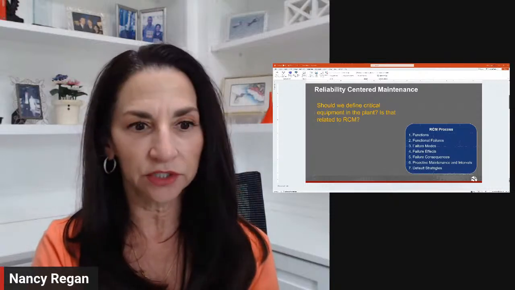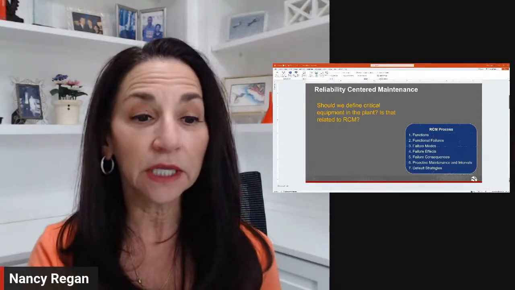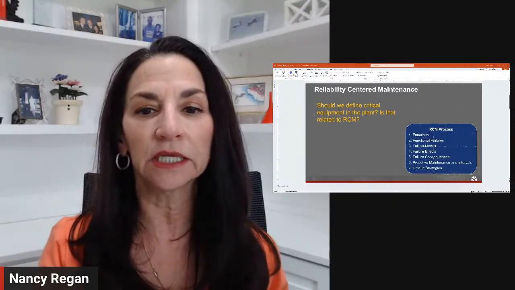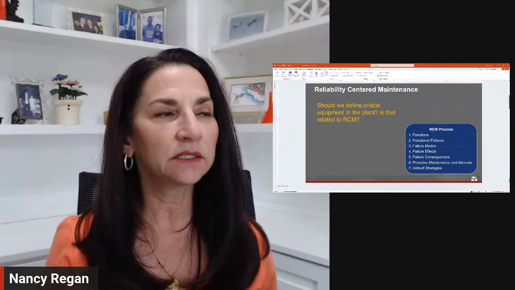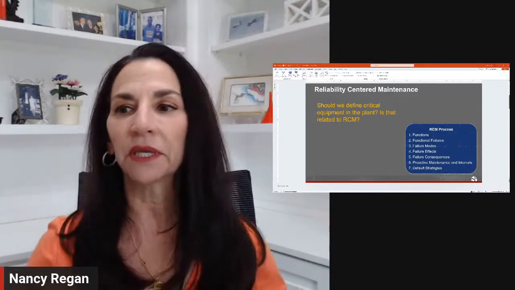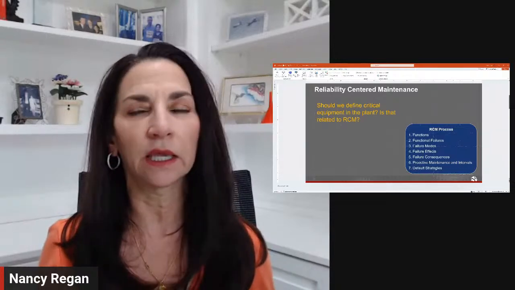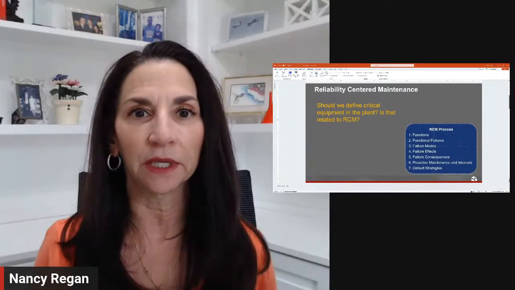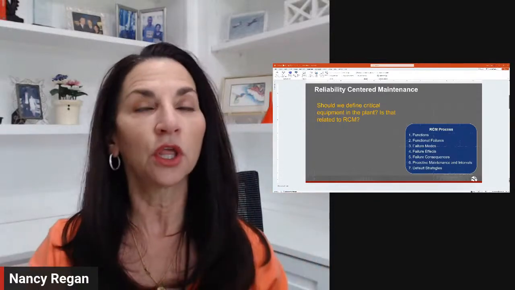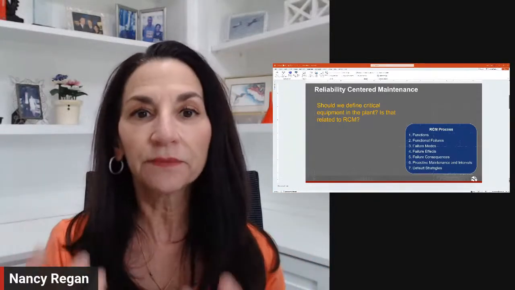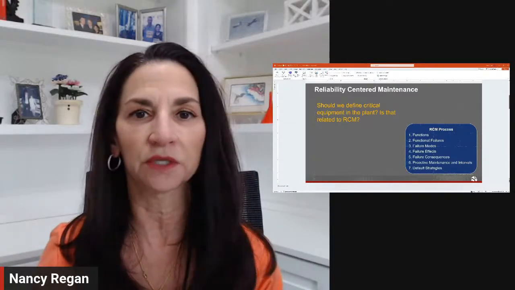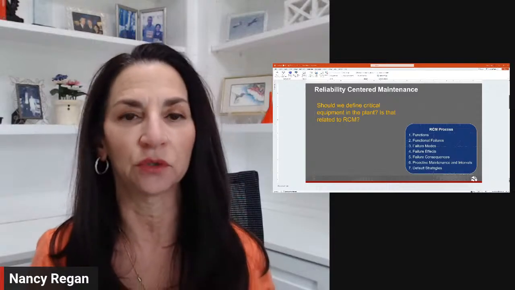I love this question because I often get asked, how do you figure out what to do reliability-centered maintenance on? When you're first starting out, that can feel really big and maybe a little overwhelming. A lot of people think that you have to do a formal criticality analysis or some sort of formal analysis in order to identify what to do RCM on. And you really don't have to.